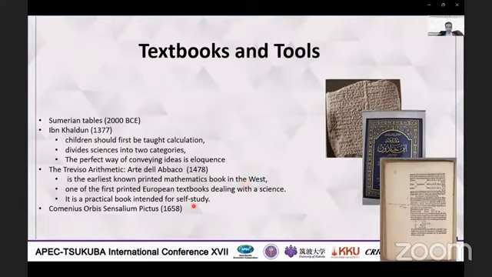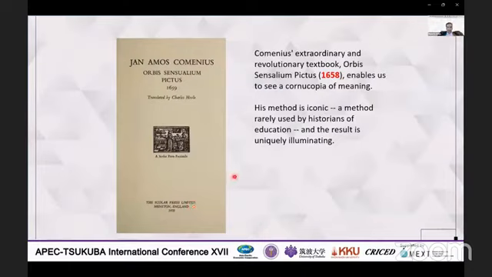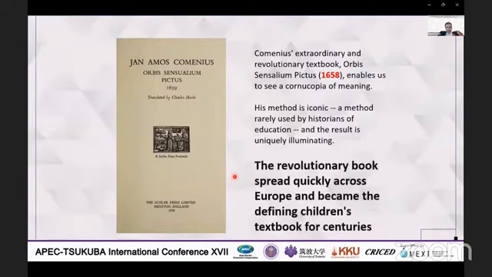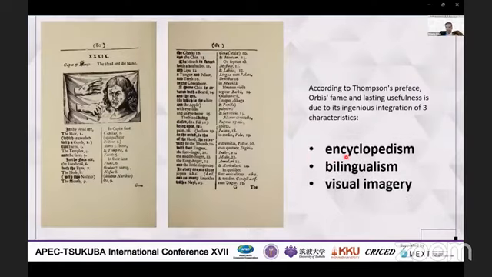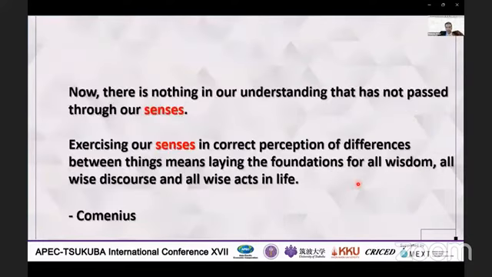And finally, we have the Comenius textbook, maybe because it's like the first real textbook, a revolutionary book especially designed for kids. And it had several very interesting ideas, like encyclopedism, and bilingualism: Latin, but also vernacular Italian or French, and then German and English. Also the visual imagery, so starting to use visual imagery to teach.